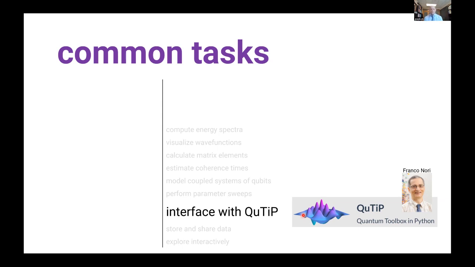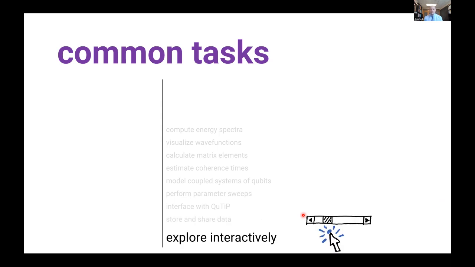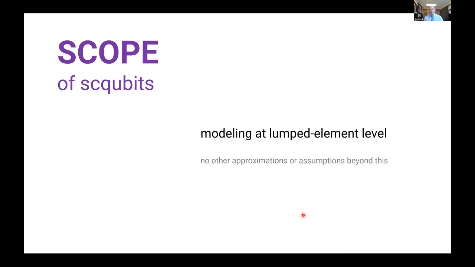And then, sure, there's storing and sharing data and interactive exploration of systems, and I'll show you a little bit of that in a moment. Overall scope, we do lumped element level modeling. That's the basic assumption: once you have a system that you can represent in terms of a circuit, simple elements coupled to each other, like inductors, capacitors, and Josephson junctions, right? Then scqubits can handle that. And beyond that, we try not to make any additional approximations. We don't expand the cosine of the Josephson junction, for instance.